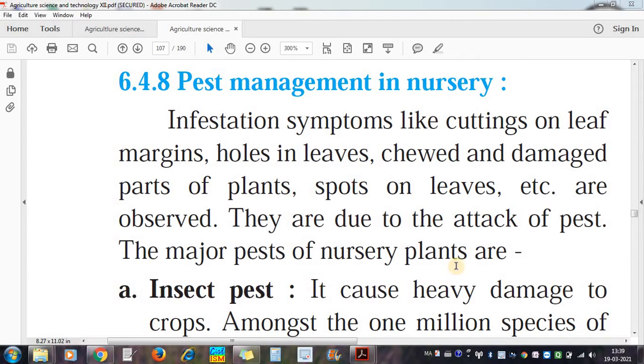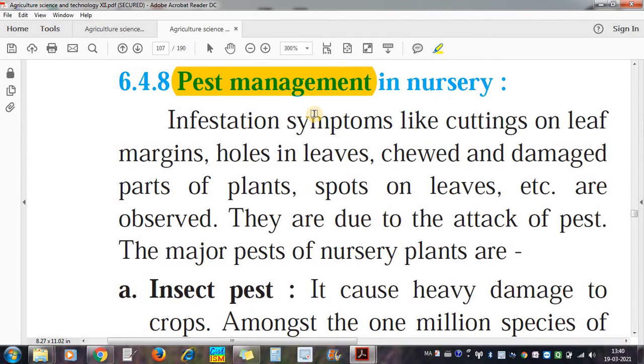Hello everybody. Today we are going to study the last part of nursery management, that is the fourth part. During the last lectures, we have studied various parts of nursery management like disease management, infection of beds and many other things. Now in this last part, let us have a look at pest management in nursery.